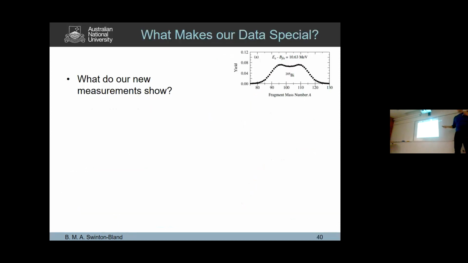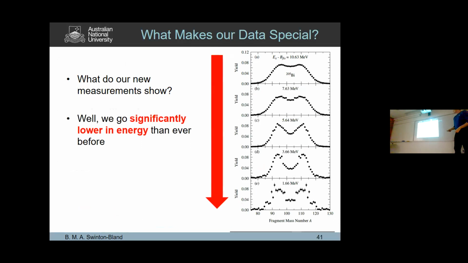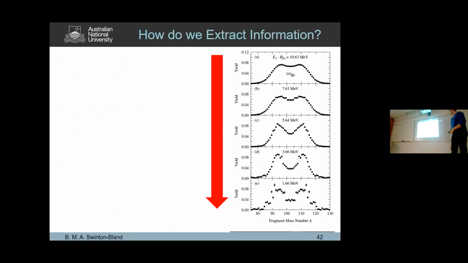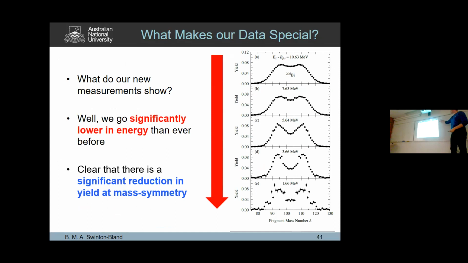Okay, so some of you might be thinking, oh, well, what does our new study show? We've already kind of measured bismuth and we see it fissions mass asymmetrically, who cares? Well, we go significantly lower in energy than has been measured before, and that gives us information like this. So hopefully we can all be happy to see that we see a significant dip in yield at mass symmetry as we decrease excitation energy. So, if they measured this energy in the 1980s, they can't possibly describe this as anything other than mass-asymmetric fission, or at least dominantly mass-asymmetric fission.